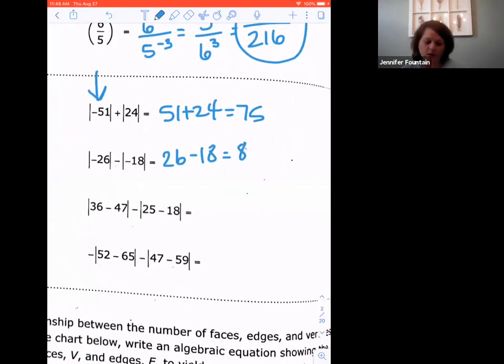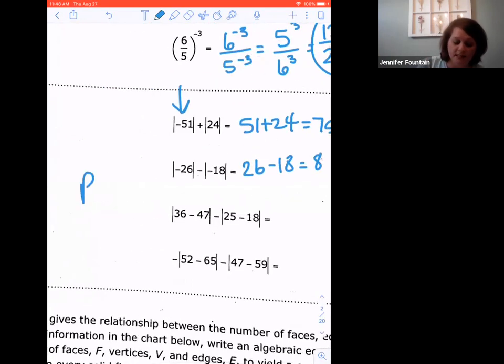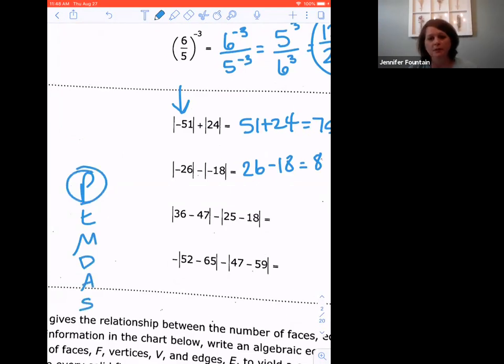All right. We talked about how our absolute value can act as a symbol of grouping. So when we talk about PEMDAS, parentheses, exponents, multiplication, division, addition, subtraction, that first step P in PEMDAS, we call that parentheses, but it also means parentheses or other forms of grouping. That could be our absolute value signs. That could be brackets. It could be braces. It can be whatever form of grouping.